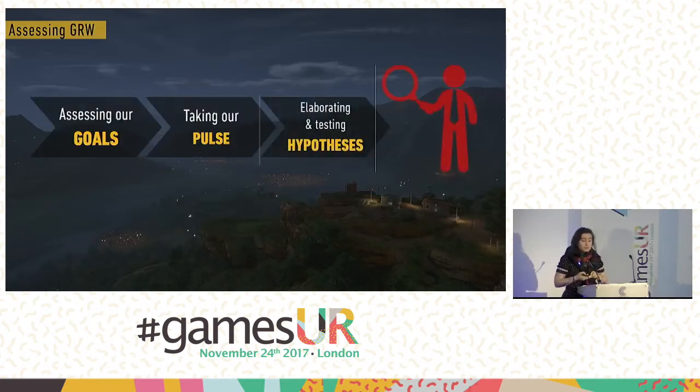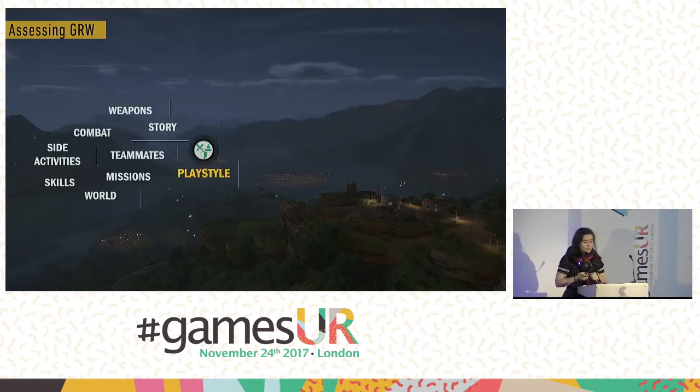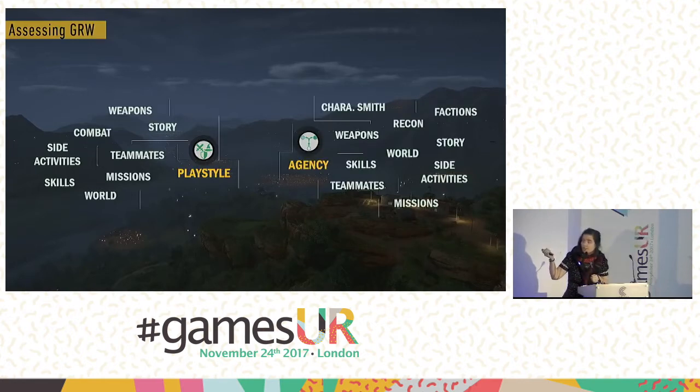At this point, we needed to elaborate hypotheses to understand why we were not satisfying players regarding these aspects, and to test how players behaved regarding that, to give more impactful feedback to the team. So we brought back our model of the SDT with our game, with playstyle and agency, to see which systems were behind each of these terms.